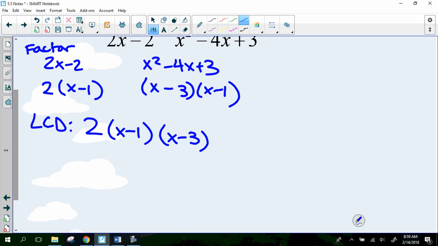Yeah? Does it have to go in that specific order? No, it doesn't have to, because it's all multiplied, so it can go in any order. We usually put the number out front, but then the others don't matter.